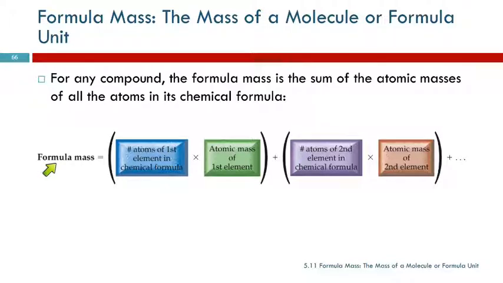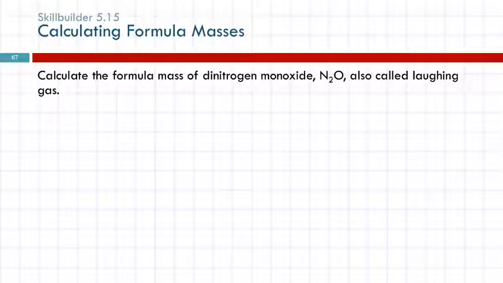So the formula mass is you take however many atoms of the first element there are times the atomic mass for that one. There's 2 sodiums, you've got 2 times the atomic mass of sodium. And then you add the number of the second element times its atomic mass, and you just keep going. So let's do, I think we've got an example here.